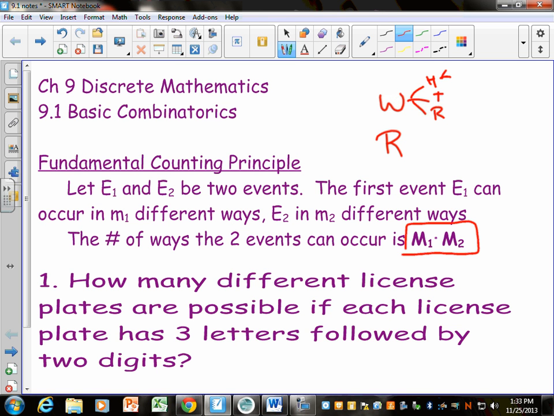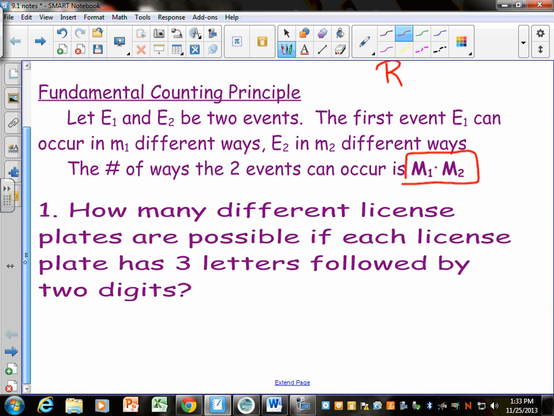So then I could give you questions like this, and you can kind of shorten this up a little bit if you want. How many different license plates are possible if each license plate has 3 letters followed by 2 digits? We can use the fundamental counting principle to do these kinds of questions.